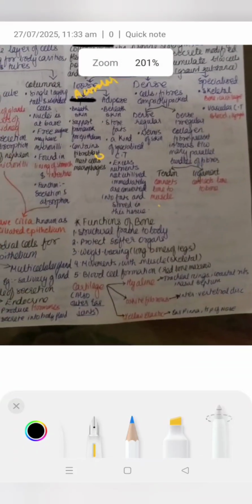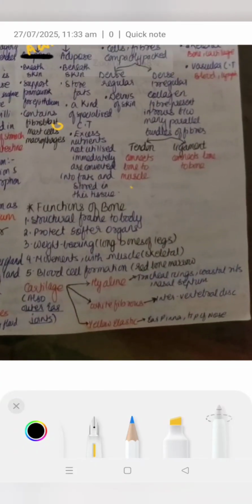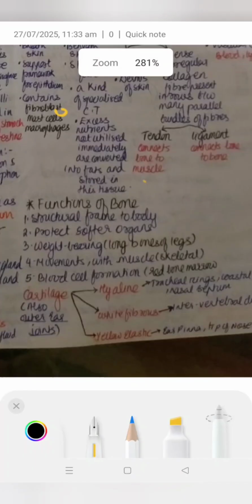Next we have the bone. So bone is a very important specialized skeletal connective tissue. Functions: simply the structural frame to the body, protecting the softer organs, weight bearing, like the long bones of the legs, movements with the muscles, and blood cell formation, RBC, in the red bone marrow. Next we have cartilage, present in the outer ear joints, in the hyaline cartilage, C-shaped cartilage which is tracheal rings, costal ribs, and nasal septum, white fibrous intervertebral disc, yellow elastic ear pinna, and tip of nose.